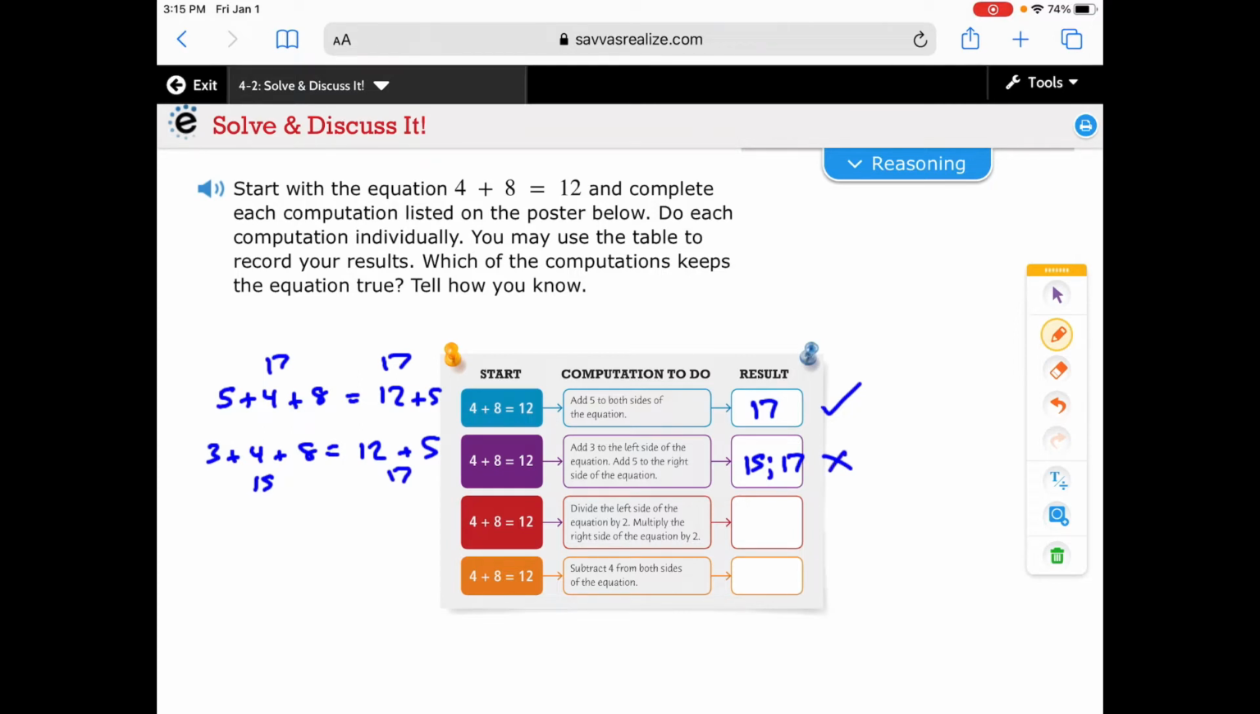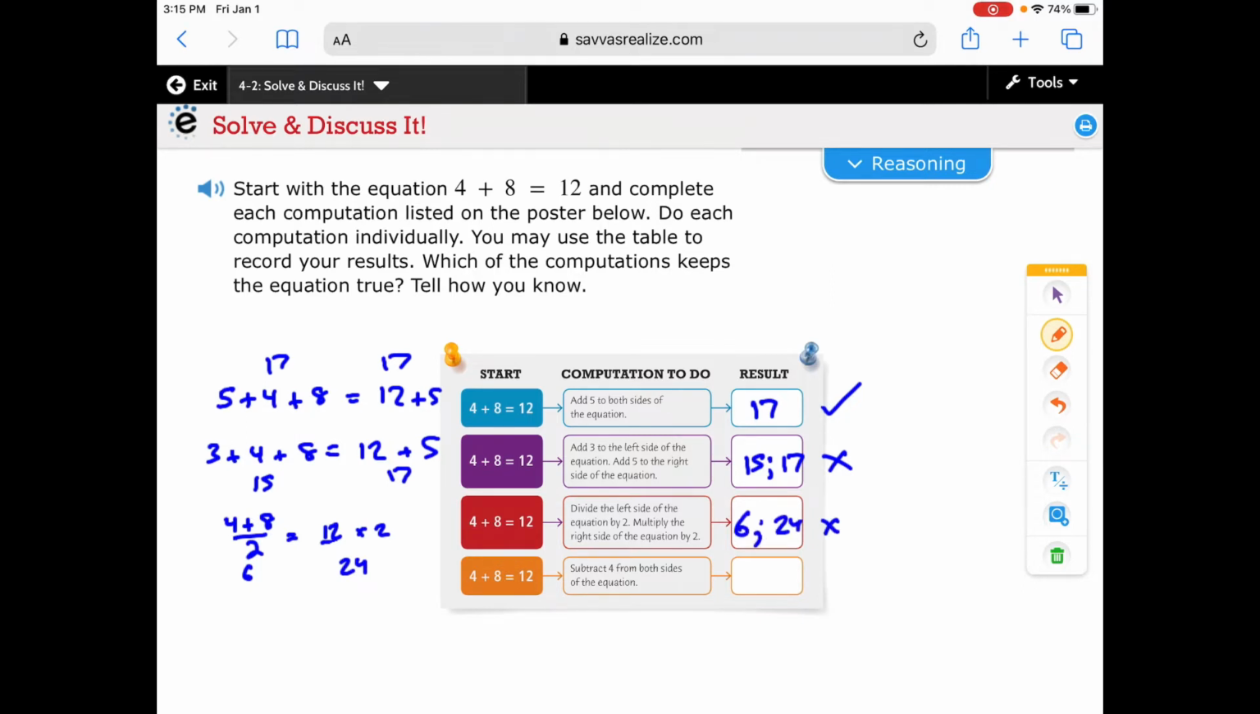All right, then it says divide the left side of the equation by 2. So we'll do 4 plus 8, divide that by 2, 12, and we'll divide that by 2. We end up getting 6, and we get 6 for this one. Oh, wait, I'm sorry. Let's see, I'm reading too quick. We're going to multiply this side by 2, not divide, so multiply this by 2. So we get 6 and we get 24. So those are not true.